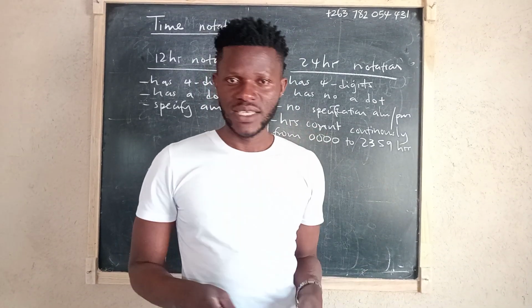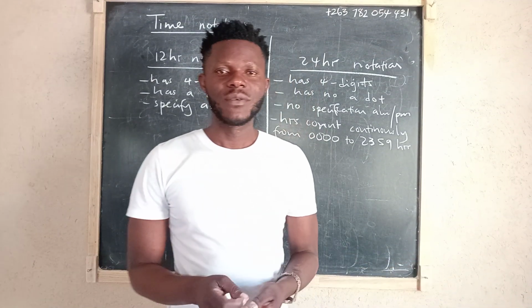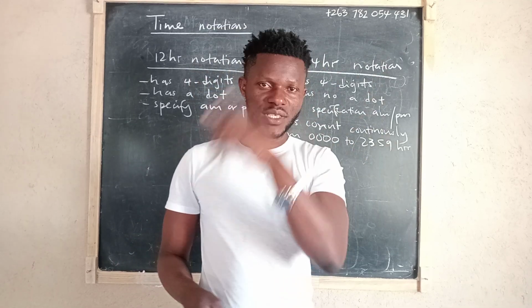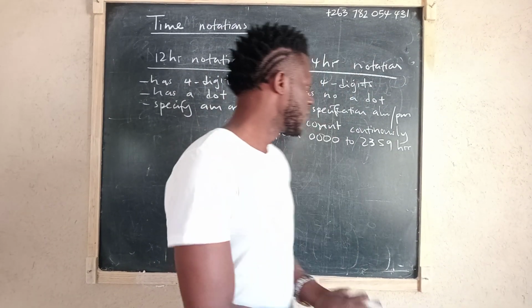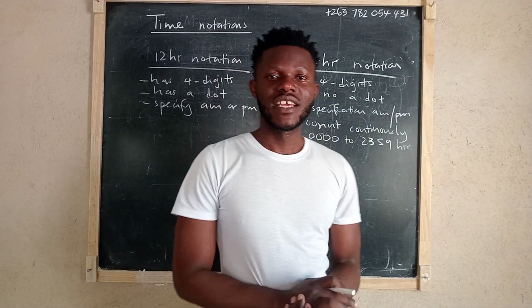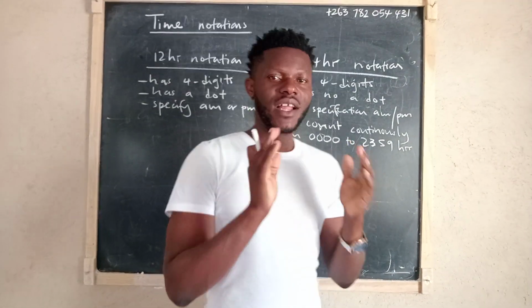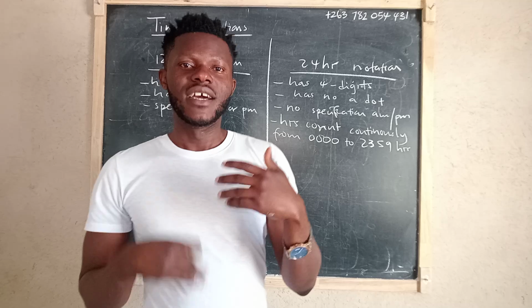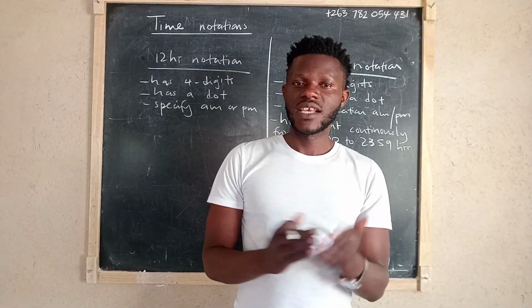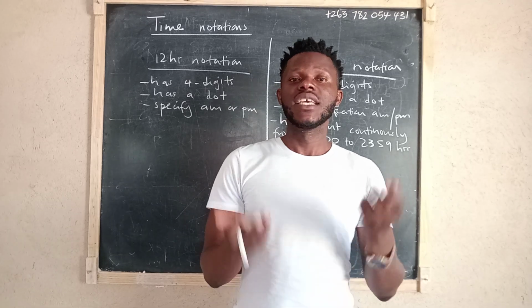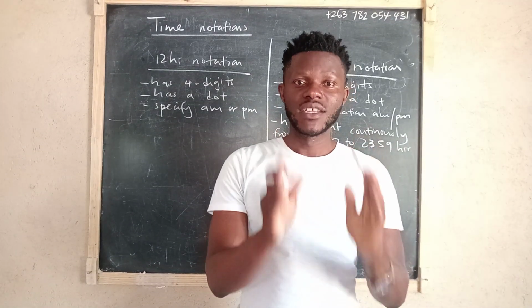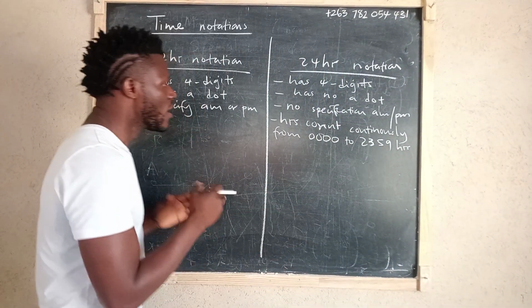So we count continuously from 0000. When we reach 12 midday, we proceed to 13, 14, 15, up until 23:59. We would not actually have 24:00. Remember, our clocks, our watches, our cell phones also display time, but usually it's not the standard international display or format.